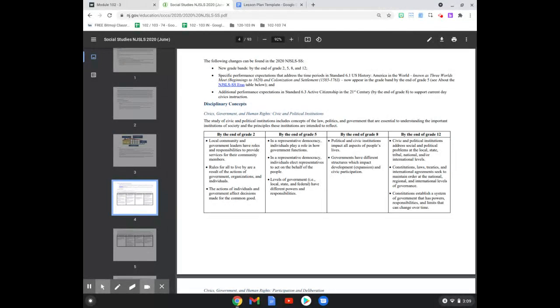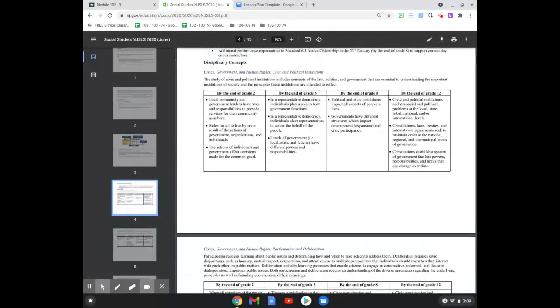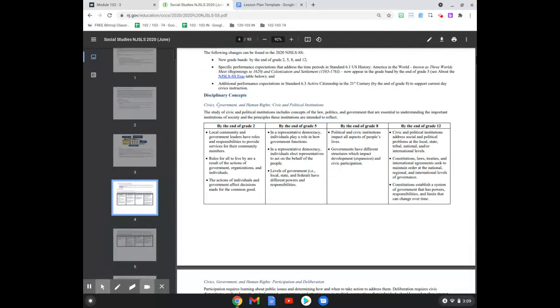Now, this is important because this tells you what you need to accomplish at certain points. So, if you're a second grade teacher, first grade, kindergarten, you need to focus on these. By the end of second grade, you will be doing these. By the end of fifth grade, you'll be doing these. By the end of eighth grade, by the end of 12th grade, right? When you drop down a little bit, this is civics, government, and human rights, civic and political institutions, right? So that's what you need to cover.